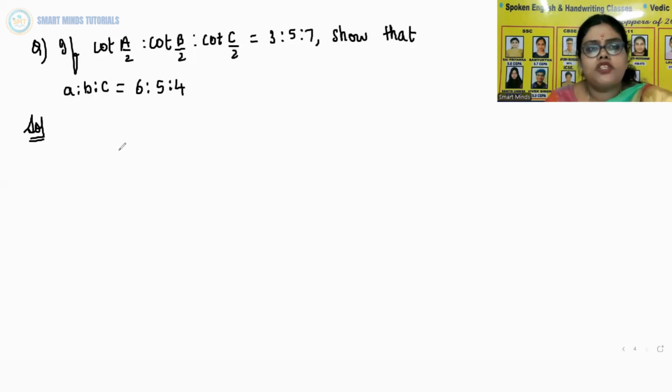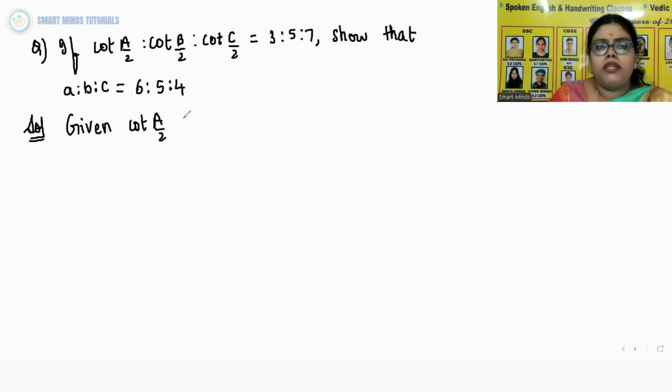Now take this question. This question is very, very important. If cot A/2 : cot B/2 : cot C/2 = 3 : 5 : 7, then show that A : B : C = 6 : 5 : 4. So first let us write what is given to us.